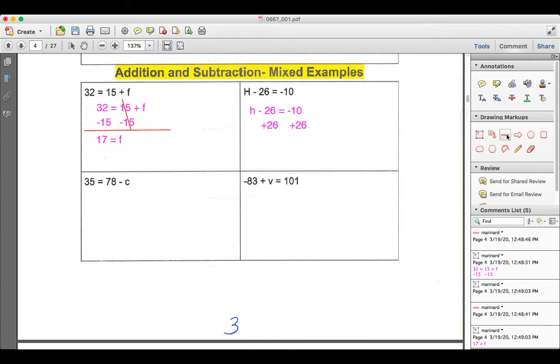I'm going to grab my line tool. I'm going to draw my line. I'm going to grab it again. These cancel out. And what I'm left with is h equals negative 10 plus 26. So negative 10 plus 26, if you do it in your calculator, is positive 16. Let's move to the next one.